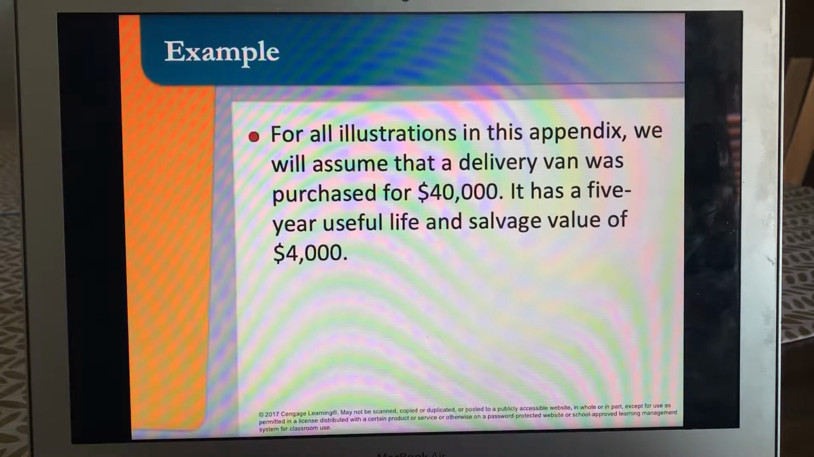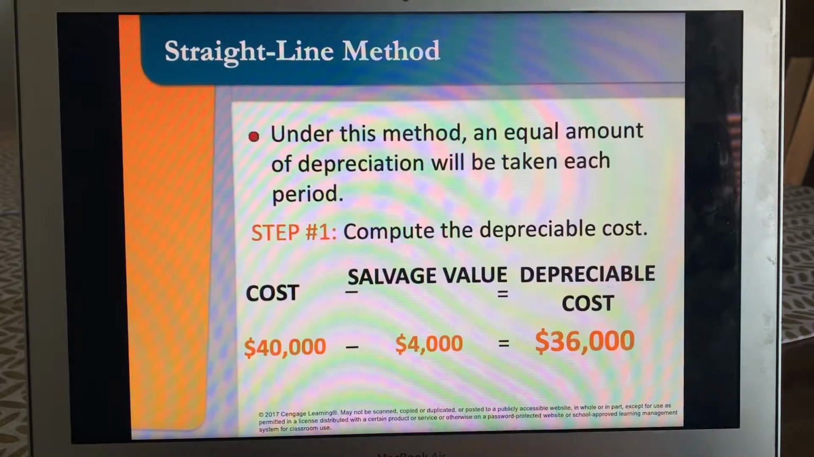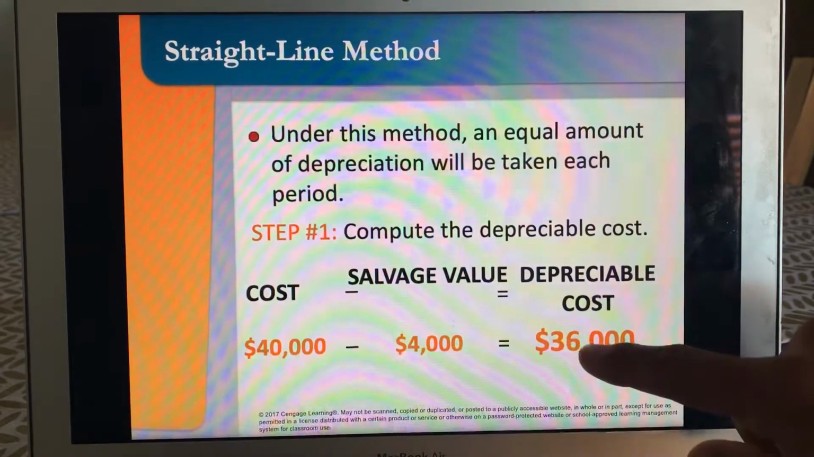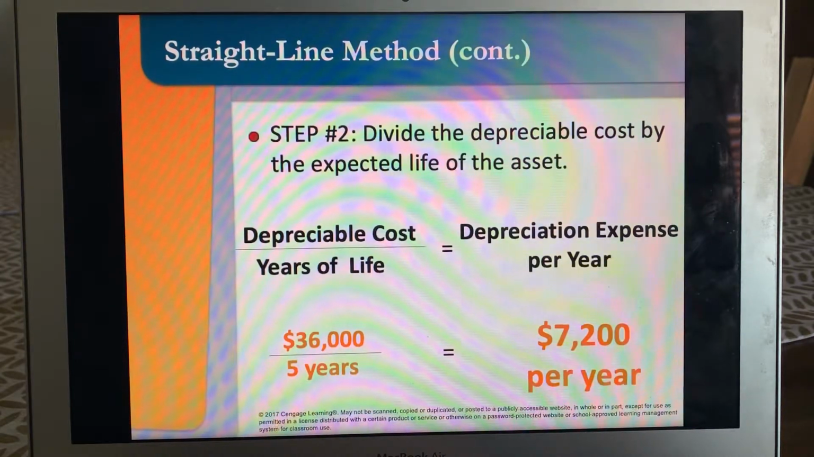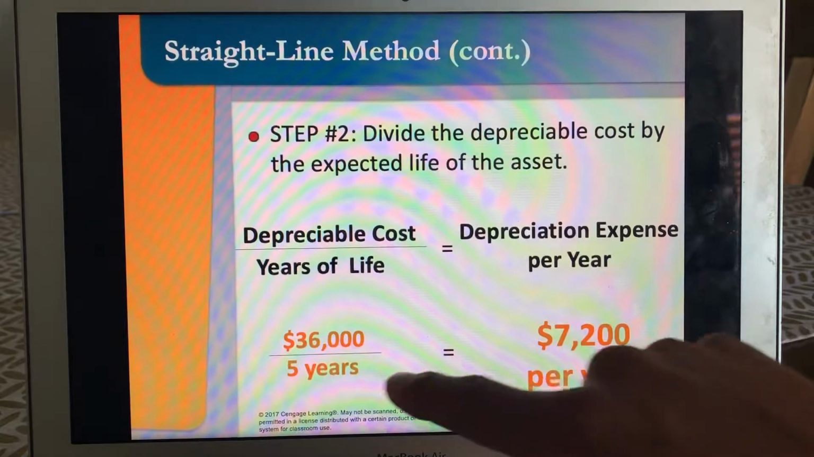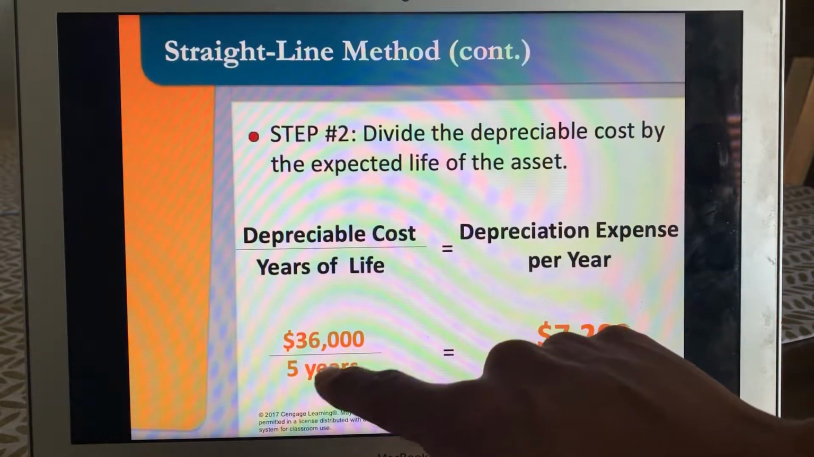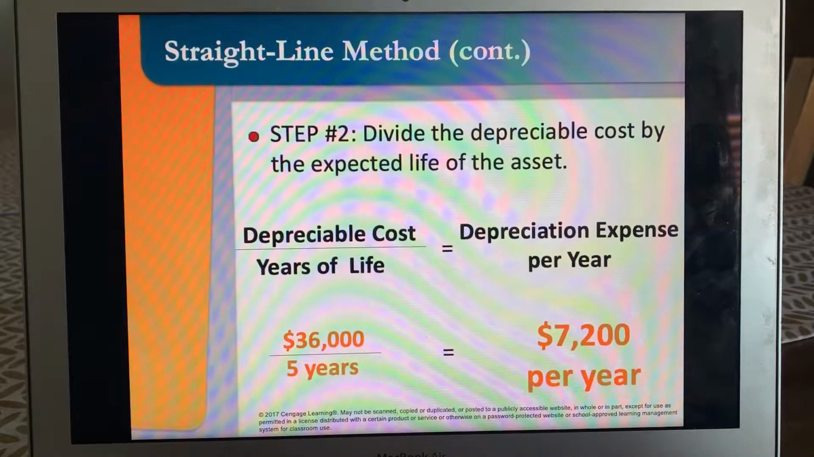It has a 5-year useful life and a salvage value of $4,000. So we take our cost minus our salvage value, which gives a depreciable cost of $36,000. So 36,000 divided by 5 years gives us 7,200 per year of depreciation expense.